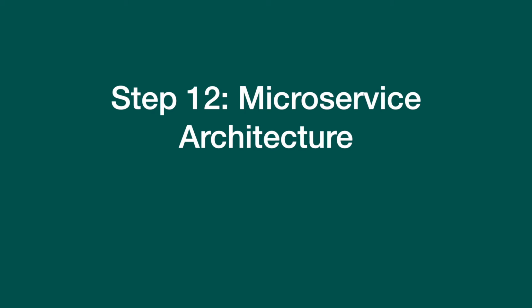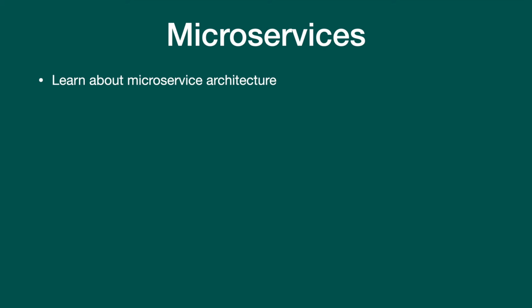Now, step 12, which is microservice architecture. The de facto industry standard right now is to have a microservice architecture for any large-scale web application. So you want to know what exactly this means. So go ahead and learn about how a microservice architecture works. What is it? How is it different from a more traditional monolithic application?